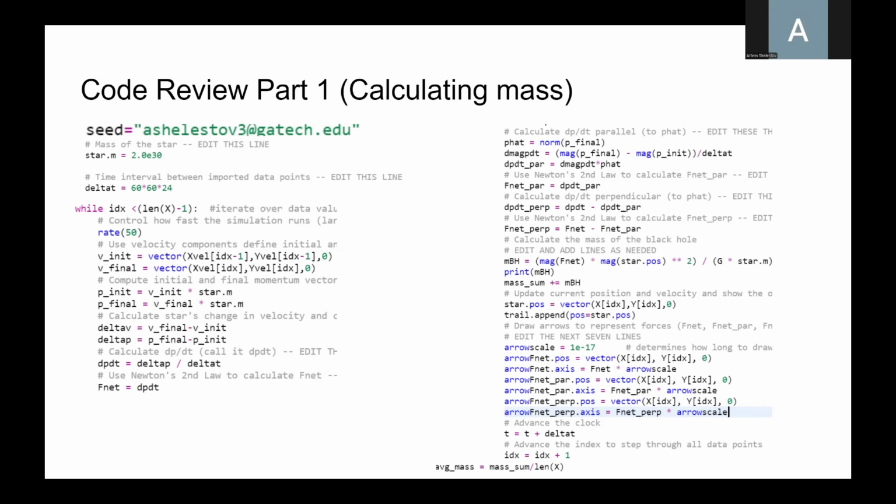And I calculate p hat, and the magnitude of dp/dt is just the magnitude of p final minus initial divided by delta t. And to find the projection on the parallel component of dp/dt, you just multiply it by the direction vector. So F net parallel is just dp/dt parallel, also from Newton's second law, and perpendicular is just the net minus the parallel component. Then you find the mass of the black hole from the law of universal gravitation, and find the average to calculate it from all the different masses which will be calculated throughout the experiment.